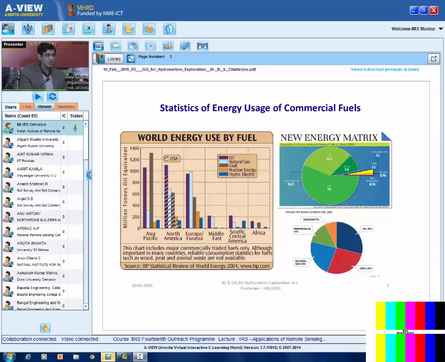So naturally occurring hydrocarbons, their prospecting and exploration is very, very important for us, to fulfill the energy requirement globally as well as for the country. And remote sensing and GIS play an important role in this.